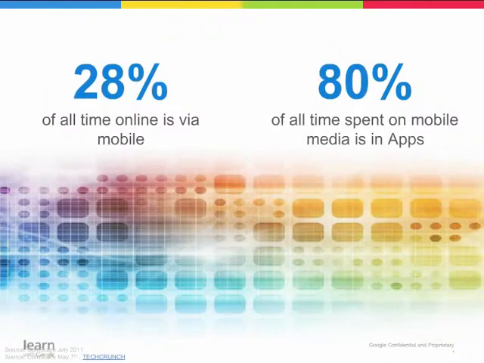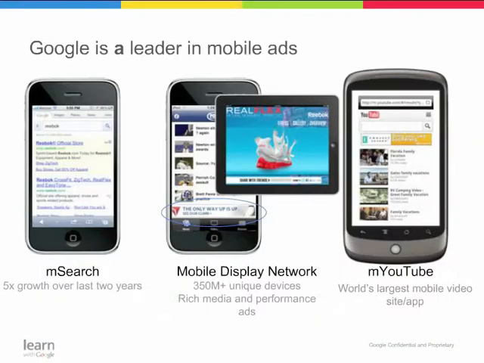Google is making a huge investment in the mobile ecosystem and is a leader in mobile ads. Mobile search traffic has grown 5x in the last 2 years. Our mobile display platform, which includes ads on mobile websites and inside apps, now reaches over 350 million devices. Mobile YouTube is not only the largest mobile video platform, it is also the second largest video platform after the full desktop version of YouTube.